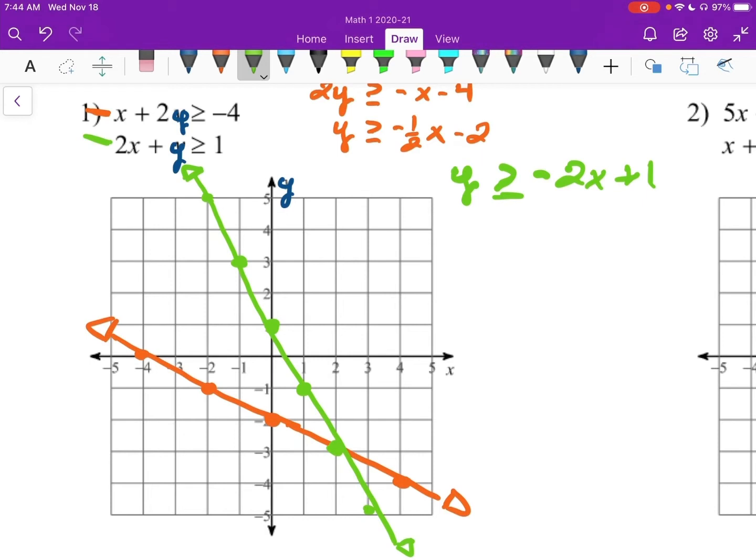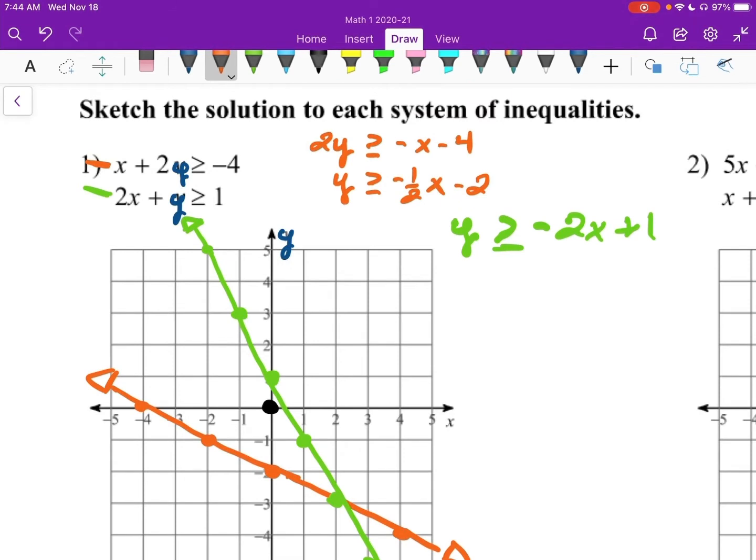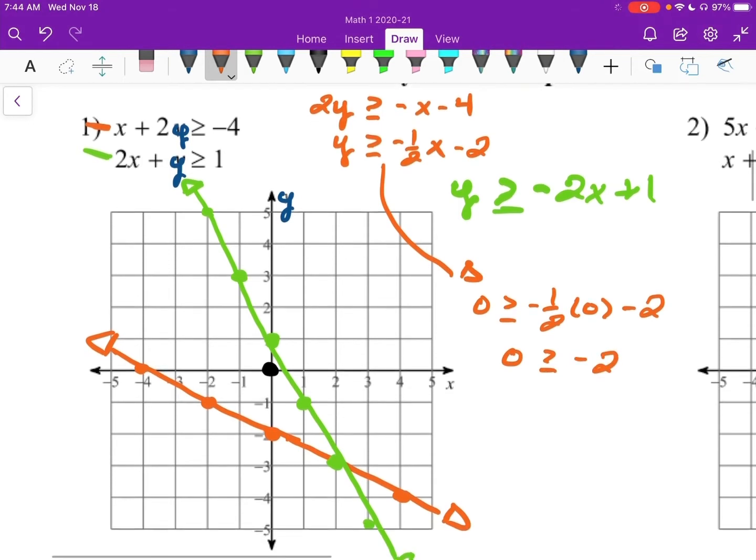I didn't plug in a point yet, so I'm going to plug in 0 into both of them. I'll plug it into the orange one first. I'll do that down here. The orange one, I'm going to plug in 0. I'll say, well, 0 is greater than or equal to negative 1/2 times 0 minus 2. So that says that 0 is greater than or equal to negative 2. And that's a true statement, right? 0 is bigger than negative 2. So I'm going to shade up.